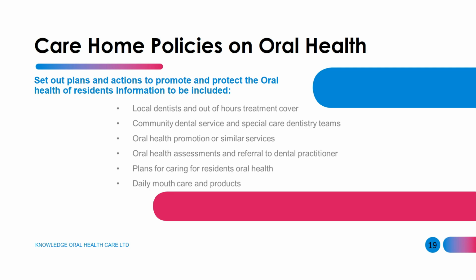It would be sensible to have an oral care policy in place for your care home, and something that is best practice. So the sort of things you should consider putting in an oral care policy are things like: do you have a local dentist that will provide out of hours treatment cover for your care home? Find out about your local community dental service and special care team so that you know what to do if you need to refer someone. Include your oral care training provision for care staff, especially for those staff that need special care training for residents with complex needs. I would include implementing oral health assessments and referring to a dentist if required.